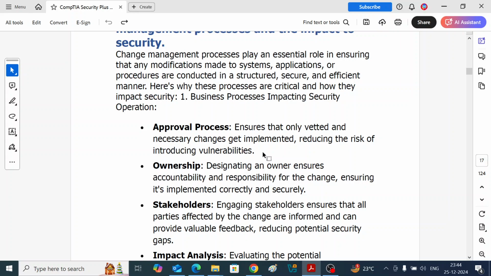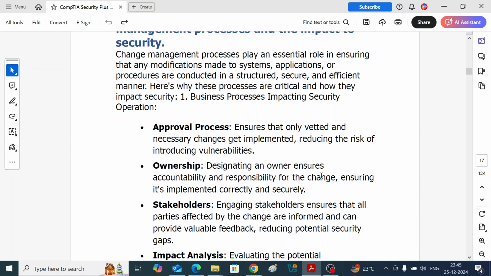Ownership. Every change has an owner. There is someone who is owning this change within their business, their domain, department, team, etc. Designating an owner ensures accountability. So why do we need an owner? Because it means accountability. He or she is accountable for this change, and the responsibility of the change rests on them, ensuring it is implemented correctly and securely. So someone has to be an owner there.